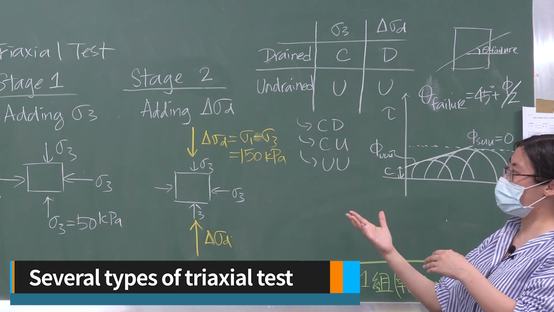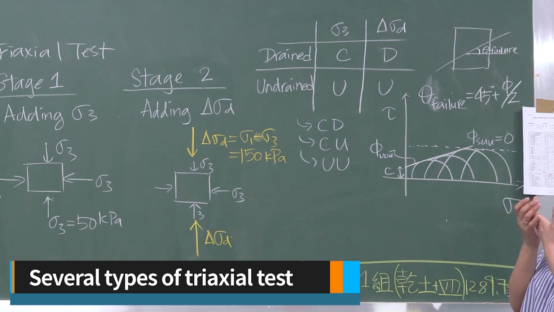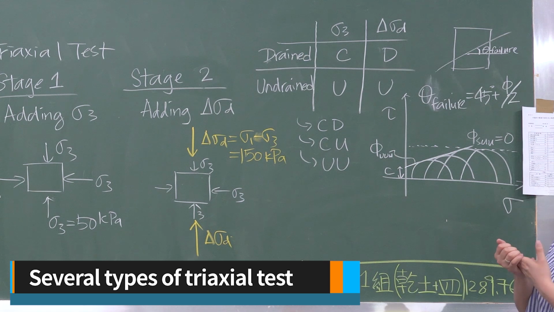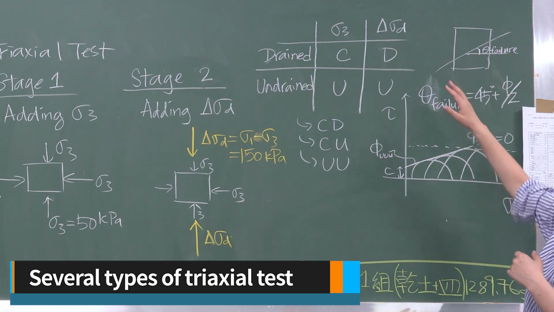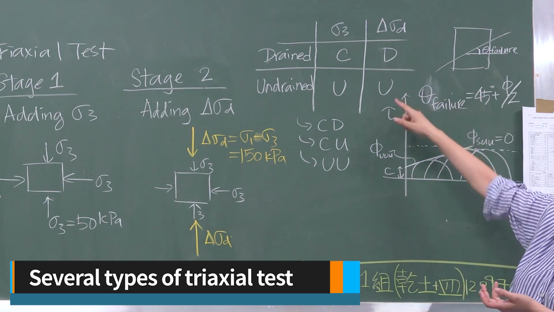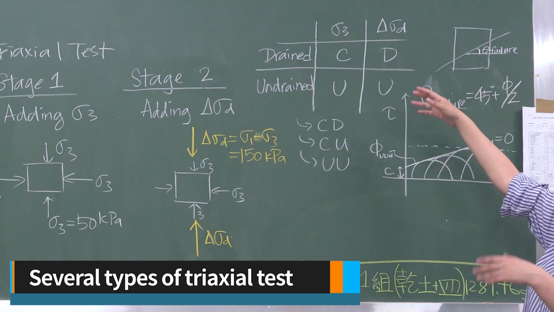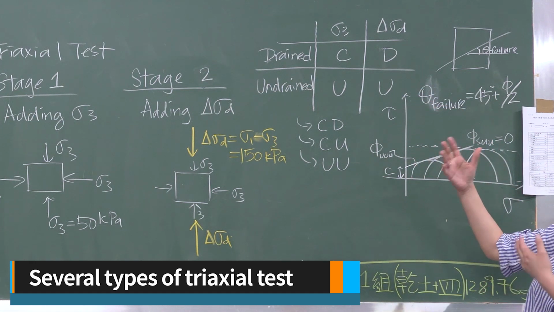During the second stage, when you apply the deviator stress, again, you can choose to allow drainage or disallow drainage. Okay, so you can have a drained situation and an undrained situation. So based on this test matrix, we can have several combinations for the triaxial test.